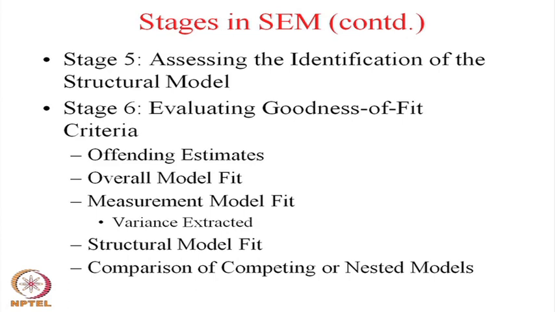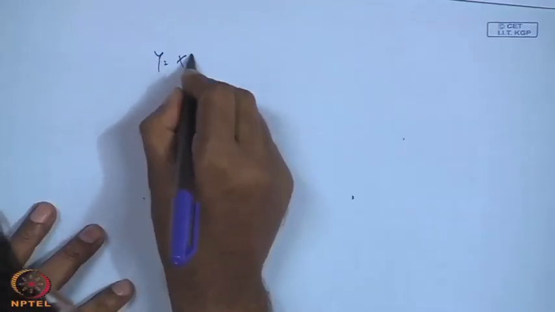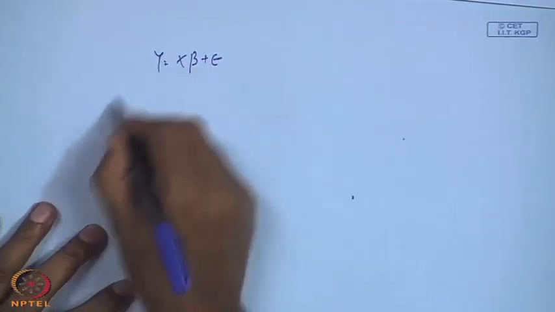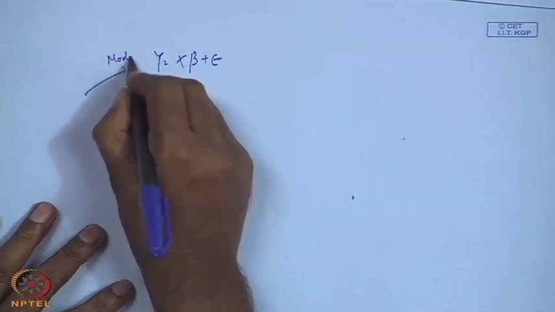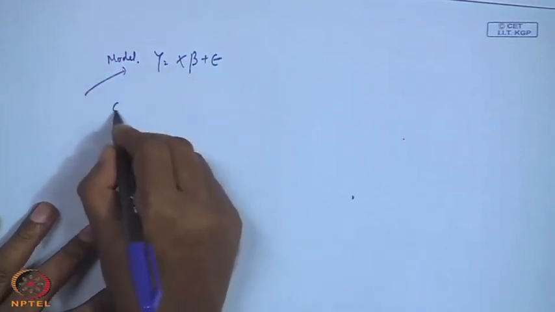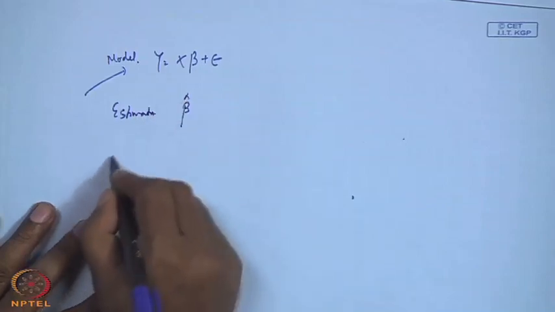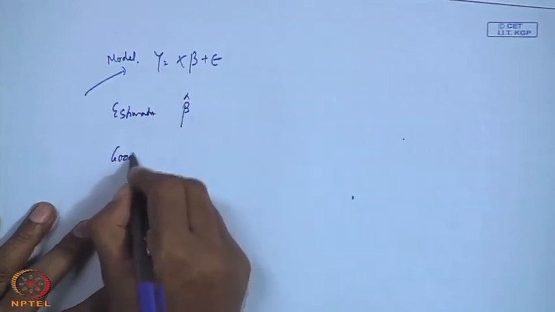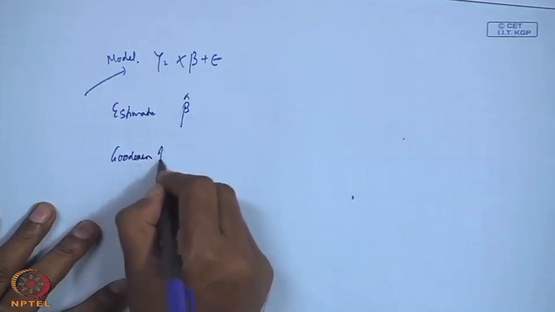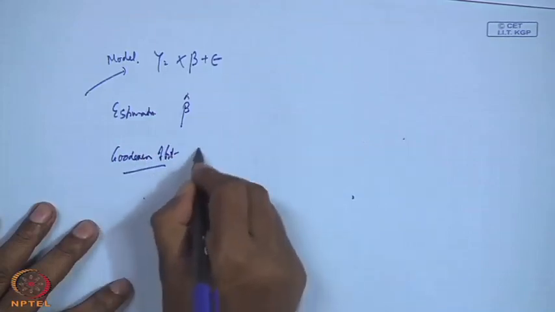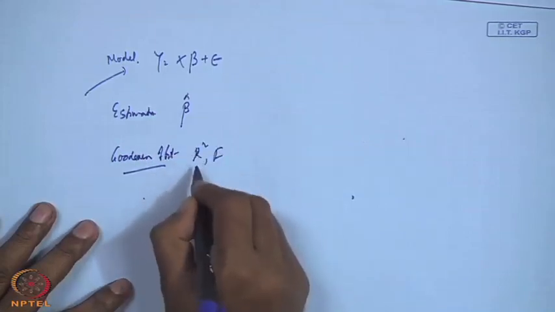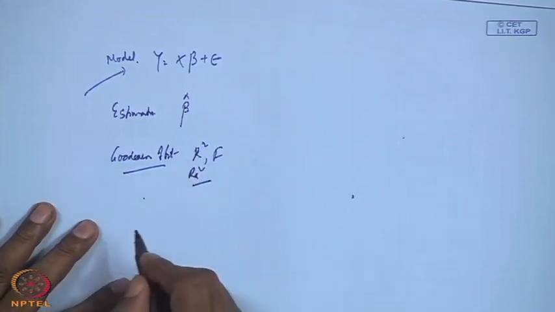Suppose, like your regression model, you have seen that the regression equation is y equal to x beta plus epsilon. This is my model. Then what we have done is estimation, that is, your beta cap. Then you go for goodness of fit or model adequacy, that is, R square, F stat, adjusted R square, all those things you have used.